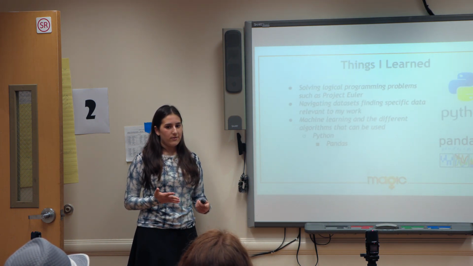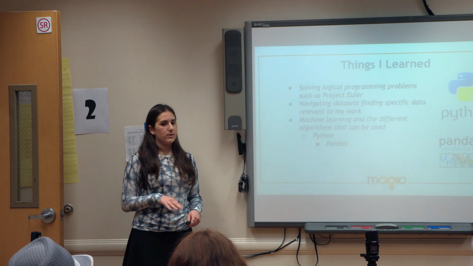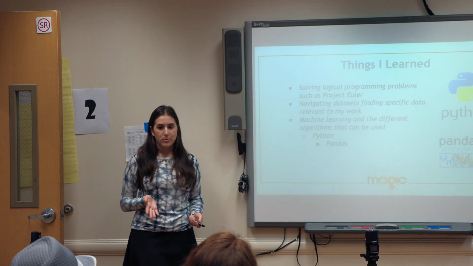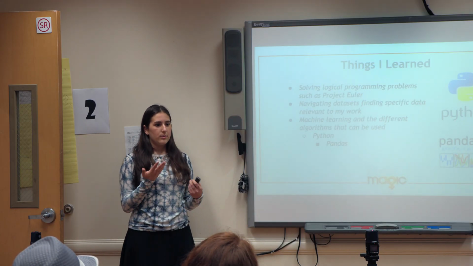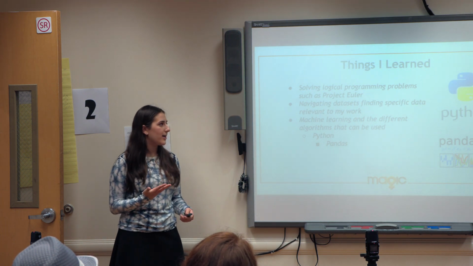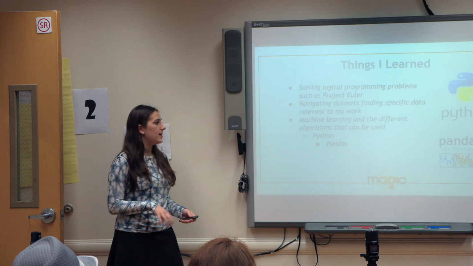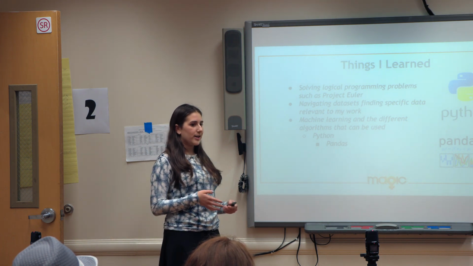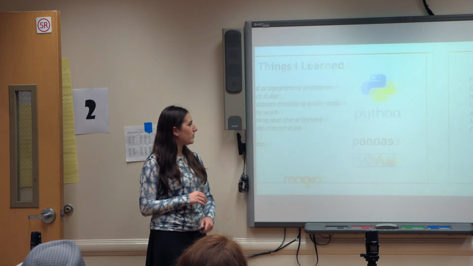Once I finished this half of the project, we then moved on to the machine learning aspect of the project. In order to do this, I had to learn the Python programming language. I practiced using some Project Euler problems, which are logical Python programming problems. After this, I learned how to navigate data sets in order to find data that's specifically relevant to my project. And then I began learning machine learning and different algorithms that can be used in order to target this website and make my model.